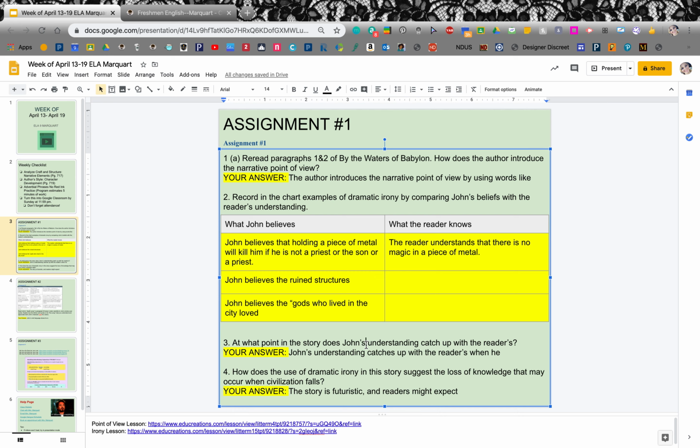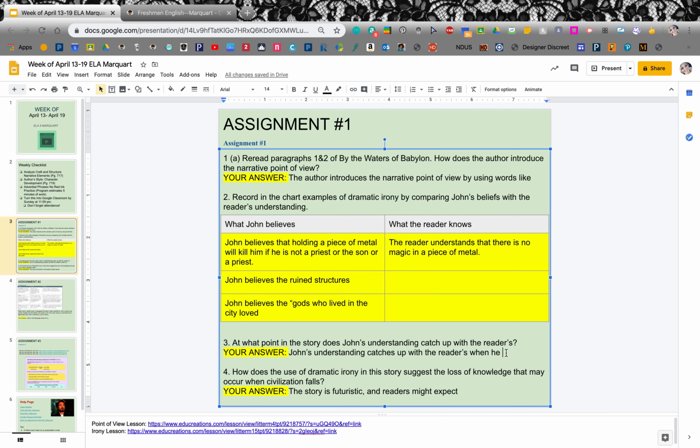Number 3, at what point in the story does John's understanding catch up with the reader's? For your answer, we're still struggling with complete sentences, so I gave you a start. John's understanding catches up with the reader's when he what? Number 4. How does the use of dramatic irony in this story suggest the loss of knowledge that may occur when civilization falls? Now, normally, what do we expect of a futuristic society?